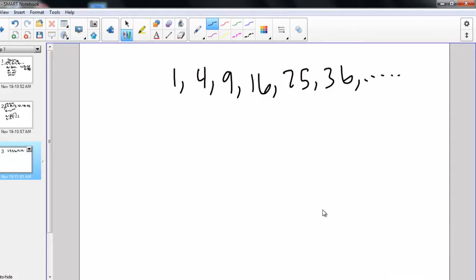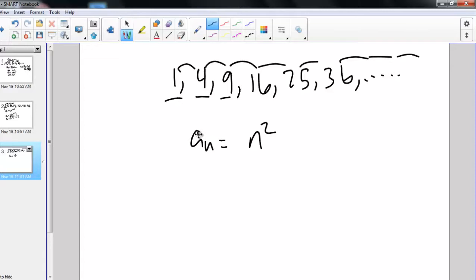This one is n squared. I was going to use this to write, may not work too good. This is a to the n equals n squared. Each one of these is a perfect square. Now, what some people say is add 3, add 5, add 7, add 9, add 11, add 13, add 15, add 17. That works, but there's no good way to write that here.